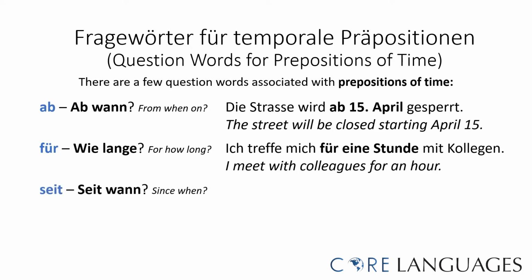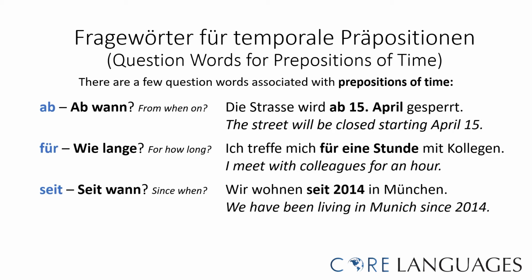To get the preposition seit, I would ask seit wann? Since when? For example, wir wohnen seit 2014 in München. We have been living in Munich since 2014. Since when have you been living in Munich? Seit wann wohnt ihr in München? Since 2014. Seit 2014.